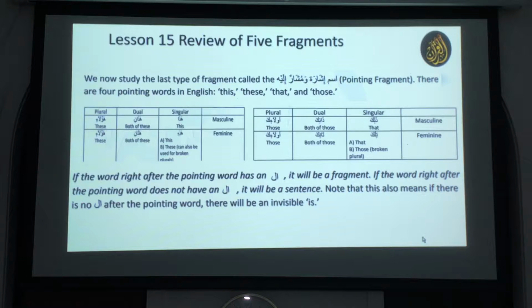We talked about that, we had a question in the exam. And the main thing to remember: if the pointing word has an al after it, then it will be a fragment. So there is no "is" for it, okay? So if we say hazal kitab, it means this book, okay? But if we say haza kitabun, then this is a book, okay? So if there is no al after the pointing word, then it's normal, okay?